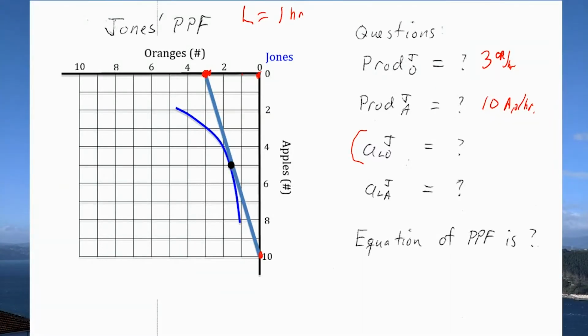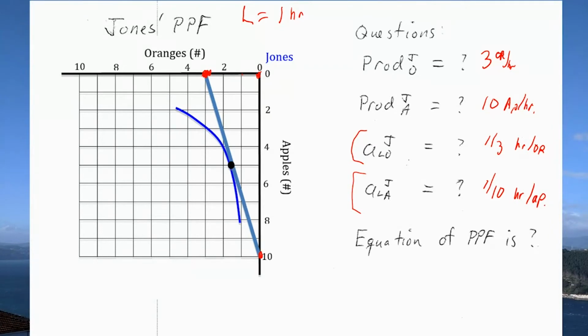So this is where things start to get a little bit confusing, because you've got to remember which direction productivity is measured in, and which direction unit labor requirement is measured in. This is something you've got to practice in order to remember them. Okay, unit labor requirement for Jones and apples, pretty straightforward again. So this one is 1/3 hours per orange. This is 1/10 hours per apple.